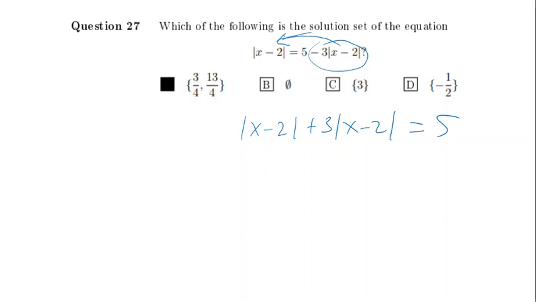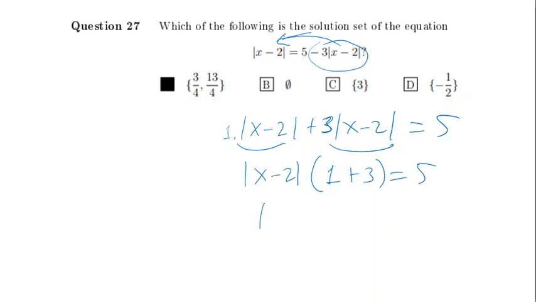Equal to 5. So these are common here. This is the common factor, so you can take the absolute value of x minus 2 as common. It's 1 time, so 1 plus 3 is equal to 5. The absolute value of x minus 2 times 4 is equal to 5. Divide both sides by 4, then you will get the absolute value of x minus 2 equal to 5 over 4.